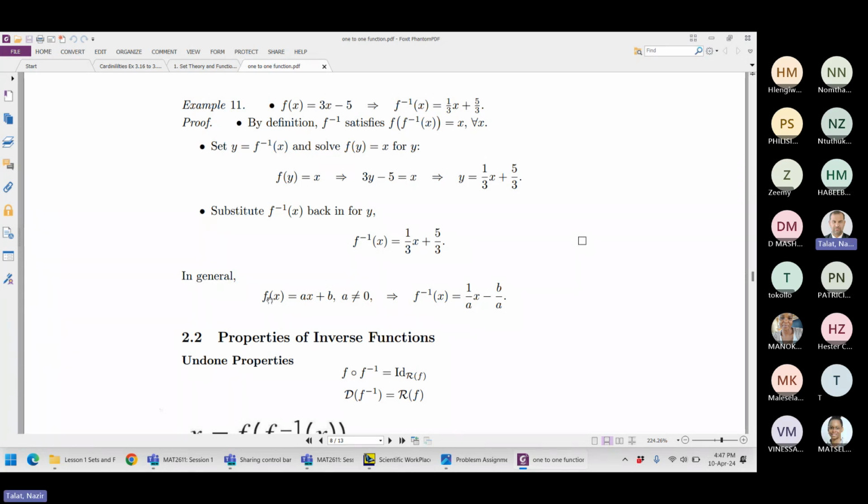And in general, if we have any function f of x equal to ax plus b, where a and b are real numbers and a is non-zero, then f inverse of x equals 1 over a times x minus b over a. So this relation is very important. When we compute the f inverse, the value a must be non-zero, because a comes into the denominator when we compute f inverse.